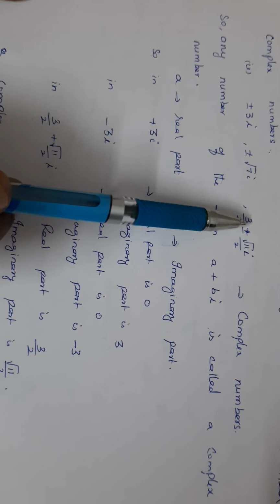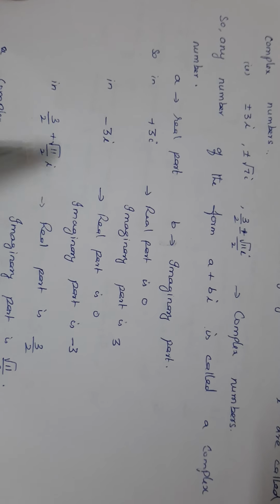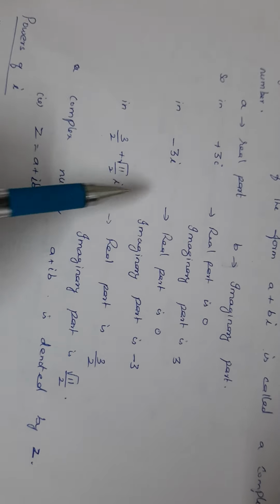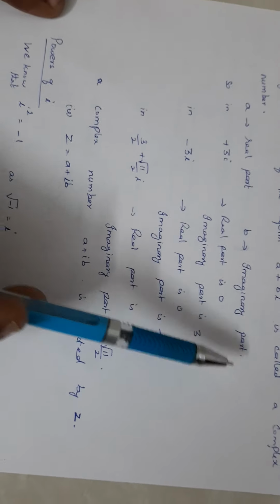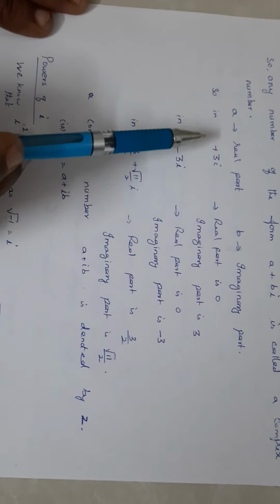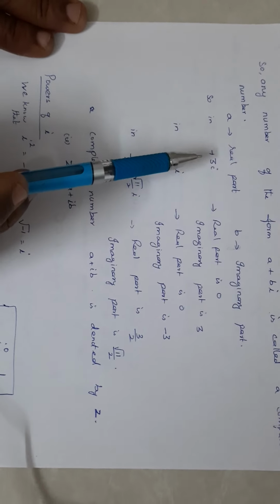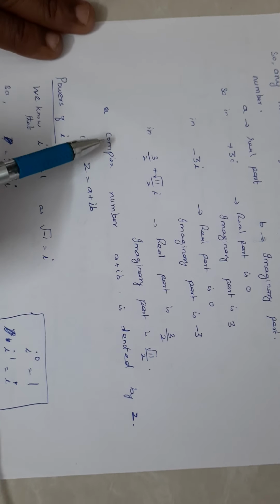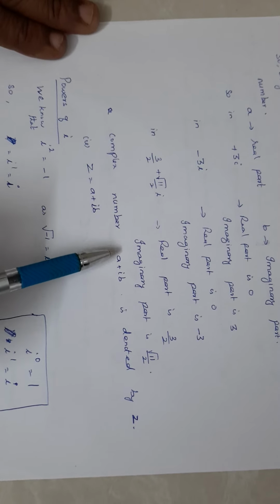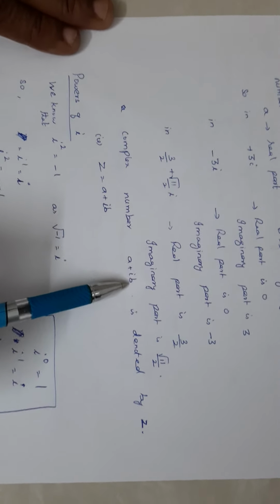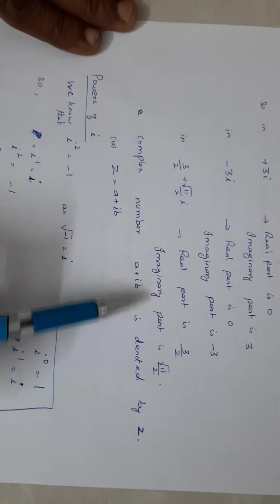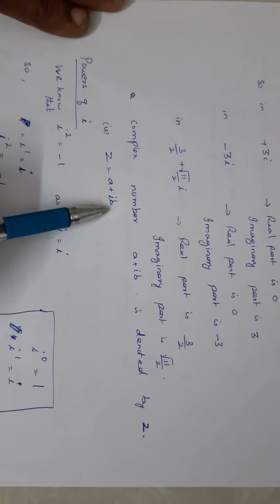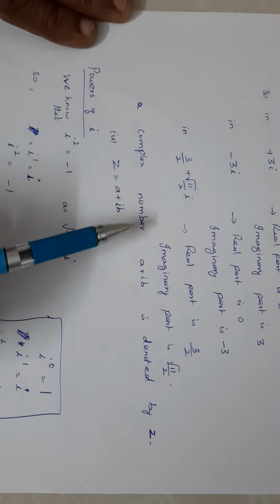In this one, 3 by 2 plus root 11 by 2 into i, the real part is 3 by 2 and the imaginary part is root 11 by 2. Do you understand this? A complex number does not have to have only an imaginary part or only a real part. It may have both parts, the real part as well as the imaginary part. A complex number is a number of the form a plus ib, and any complex number of this form is denoted by the small letter z. That is, z is equal to a plus ib, and the set of all such numbers is called complex numbers.